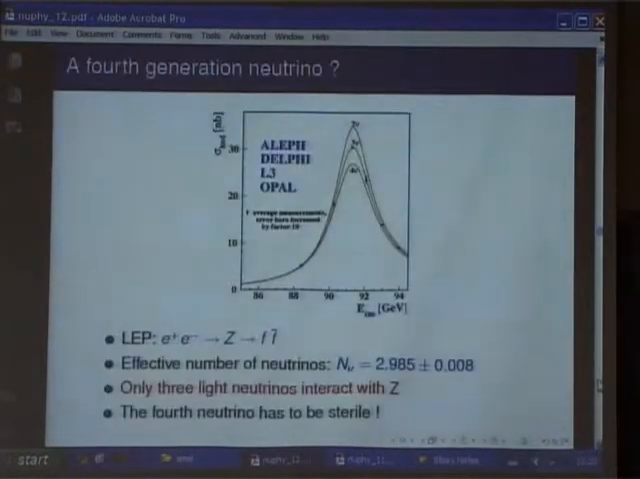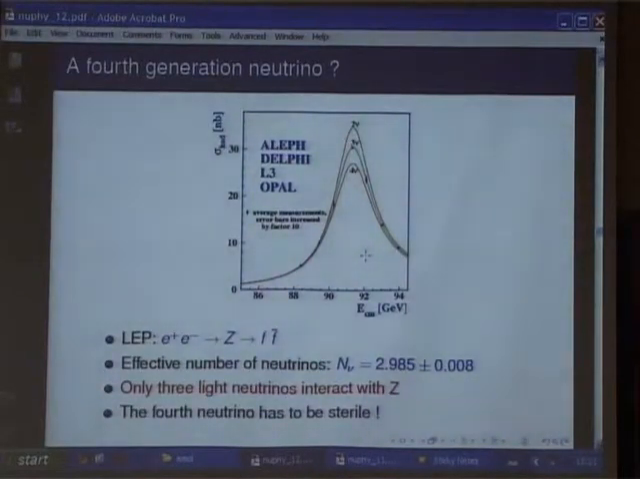So the first question to ask would be, is it a sign of a 4th generation? Of course, we have 3 generations. We know that there is no other reason why the number of generations should be equal to 3. And therefore, you could have a 4th generation. Have people seen this plot before? Everyone should see this plot.